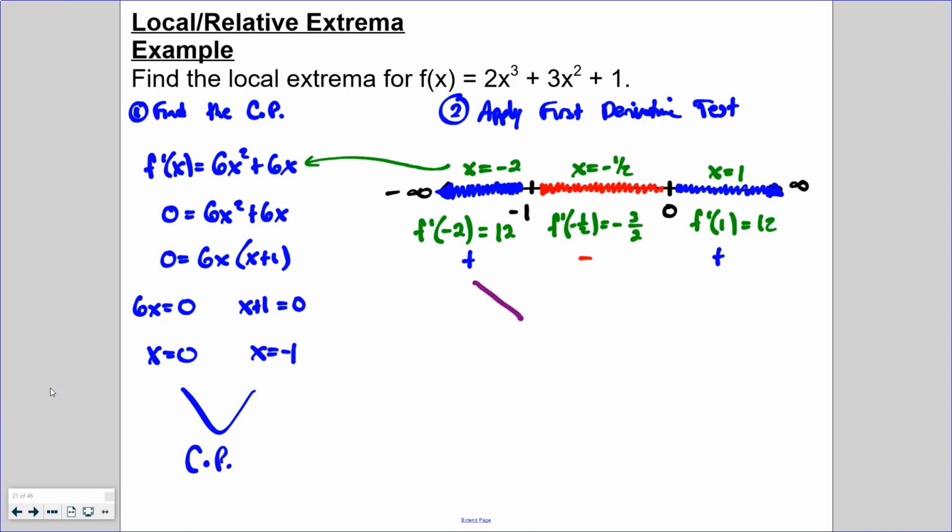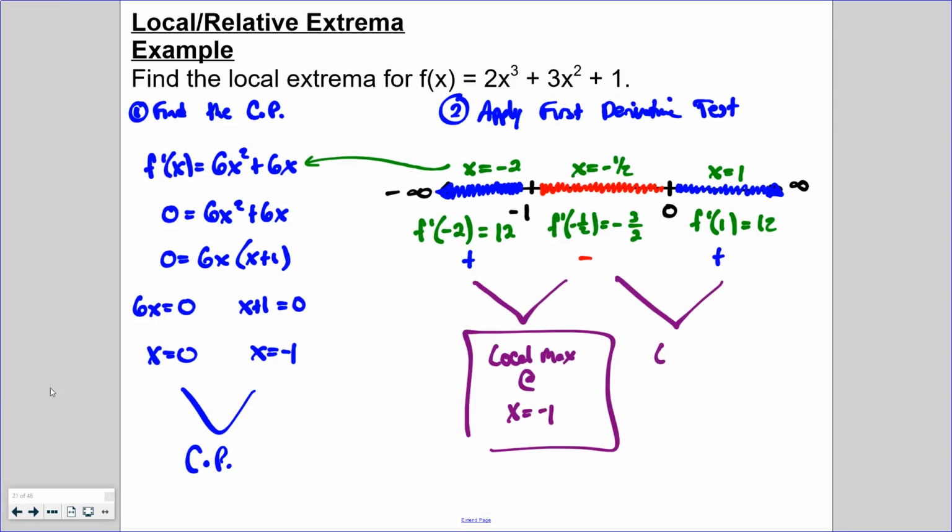Since we changed from being positive to negative, that means there is a local maximum at x equals negative 1. And then at x equals 0, we change from negative to positive, so that would mean that there is a local minimum at x equals 0. And there you go. In this particular example, both of our critical numbers ended up being local extrema, with one of them being a local max and the other one being a local minimum.